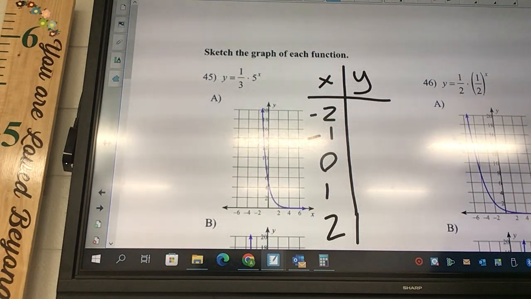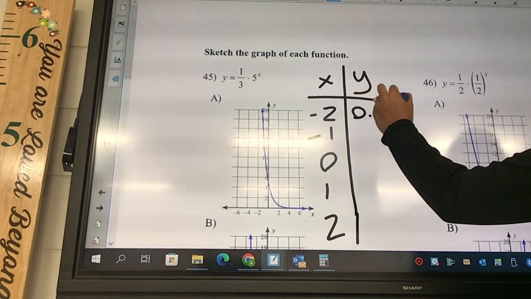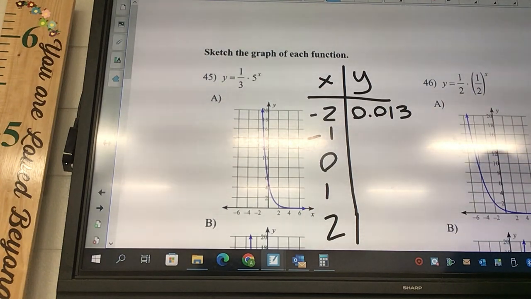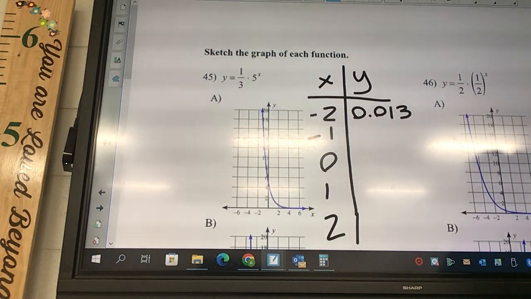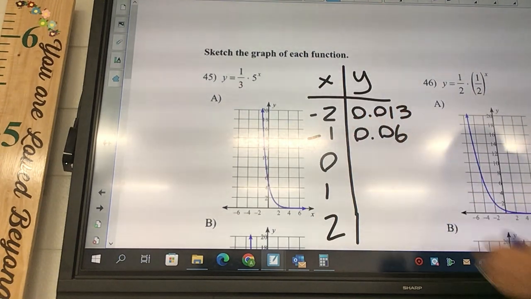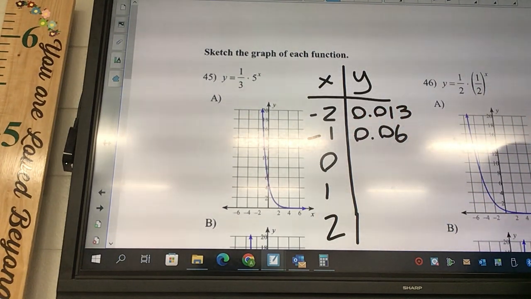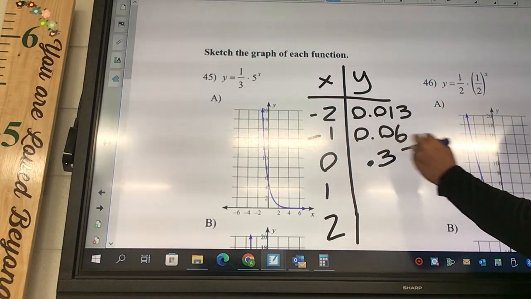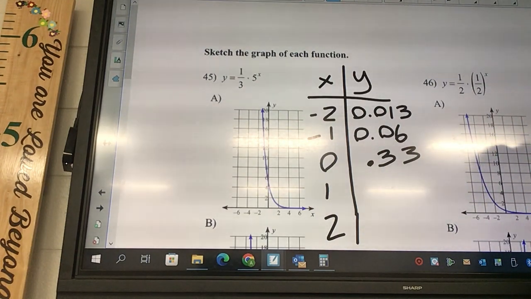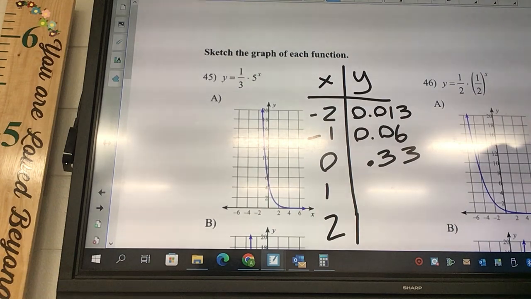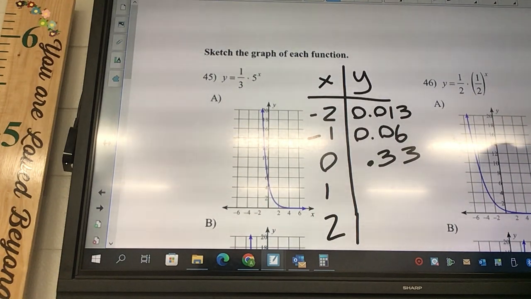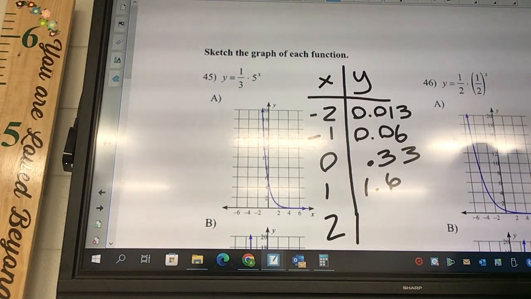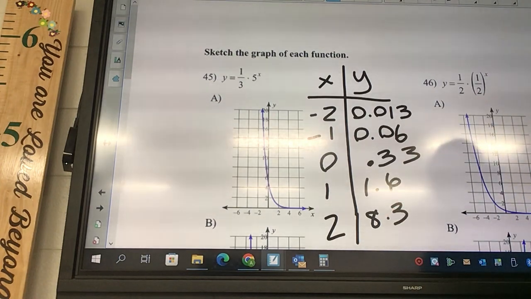What do you guys get for negative 2? 0.013, okay? Negative 1. 0.06. 0. 0.33. 1. 1.6 and 2. 8.3. Okay, so this one is kind of hard because they're all decimals.